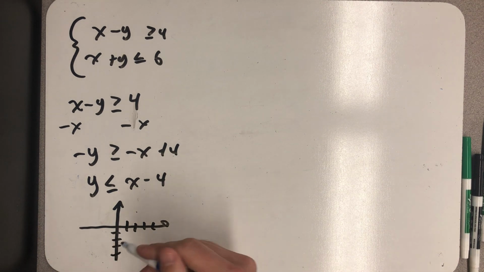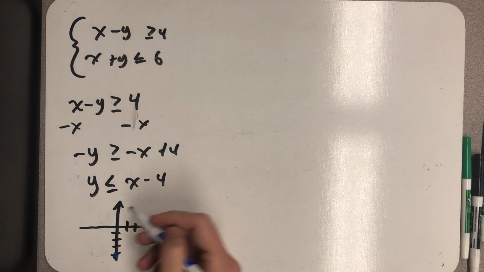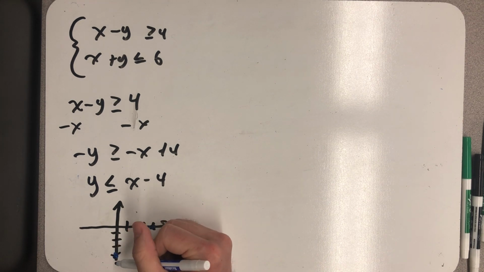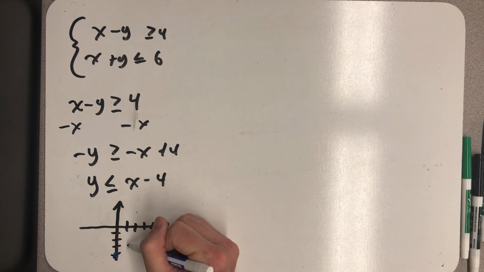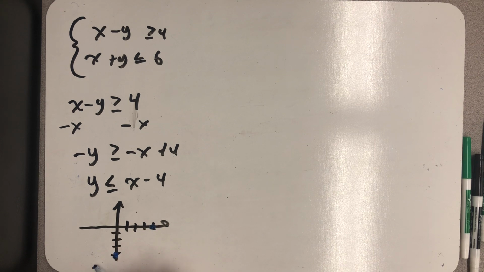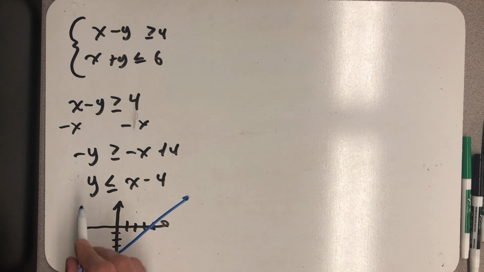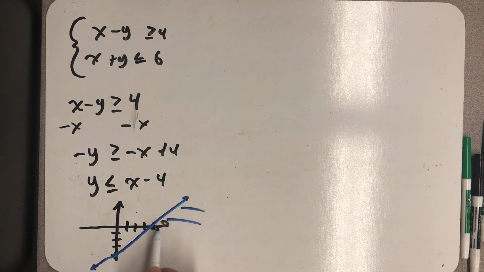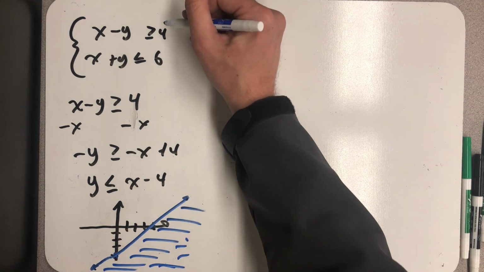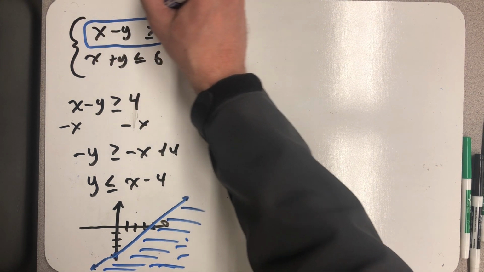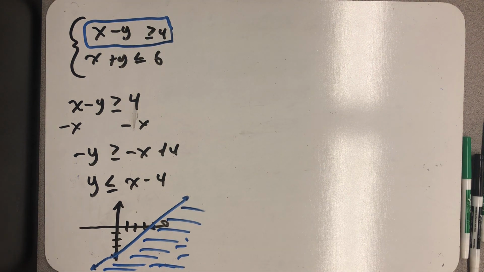So my y-intercept is minus 4. My x-intercept is pretty easy to tell at 4. I could also just use the fact the slope is 1 and go up 1 and over 1. I use a solid line because that's a greater than or equal to. And I'm supposed to shade the part where the y values are less than that. So this part. And again, we could pick a sample point. And so that would just be the graph of that first inequality.